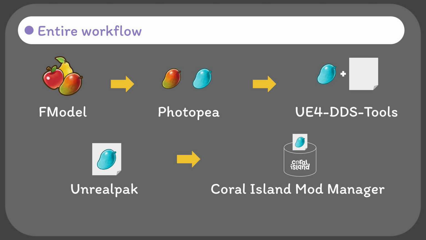Before we dive in, let me give you a quick overview. Texture modding is actually very simple. You use a tool to view the game content, export the file you want to edit, modify it, and then pack it back into the game.